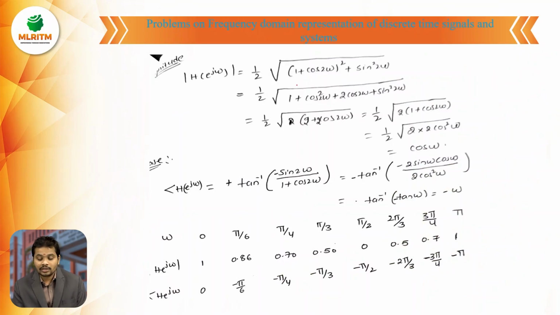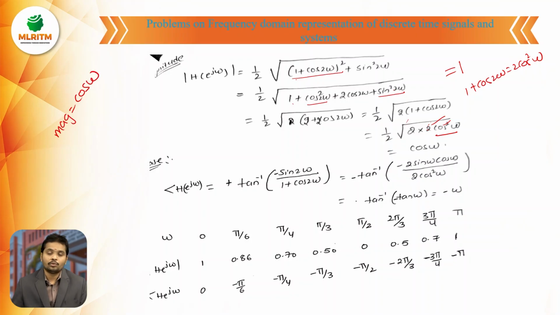If you see here, it is elaborated here. 1 by 2 times root of (1 plus cos 2 omega) whole square plus sin square 2 omega. That is nothing but (a plus b) whole square, a square plus b square plus 2ab, plus sin square 2 omega. Cos square 2 omega plus sin square 2 omega equals 1. So 1 plus 1 is 2, 2 plus 2 cos 2 omega. Taking 2 common, 1 by 2 root of 2 into (1 plus cos 2 omega). 2 into (1 plus cos 2 omega) is equal to 2 cos square omega. So 2 into 2 cos square omega, the 2 by 2 is 1, and the square root cancels, leaving cos omega. So the magnitude is cos omega.